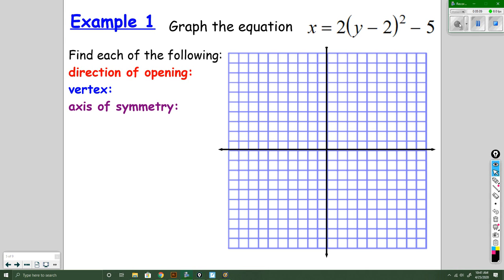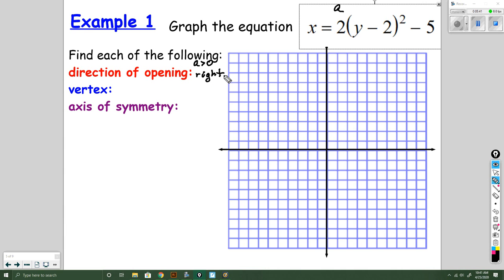All right, so in example 1, we have an equation written as x equals 2 times the quantity y minus 2 squared minus 5. So we're going to find the direction of opening, vertex, and axis of symmetry using the notes that we had on the previous slide. So first we'll start with the direction of opening. That's dependent upon a, and in this case a is 2, so that means a is greater than 0. Since a is greater than 0, it's going to open to the right.